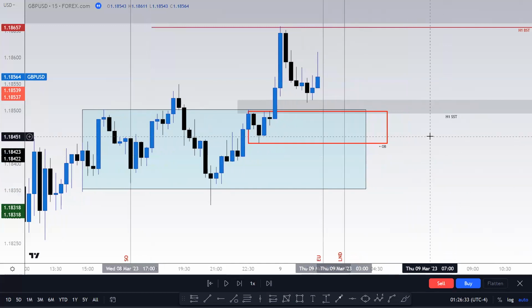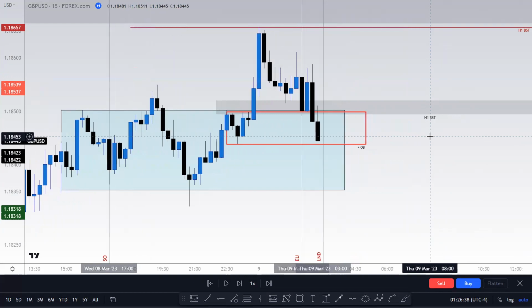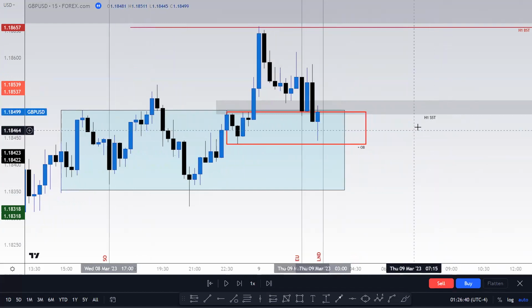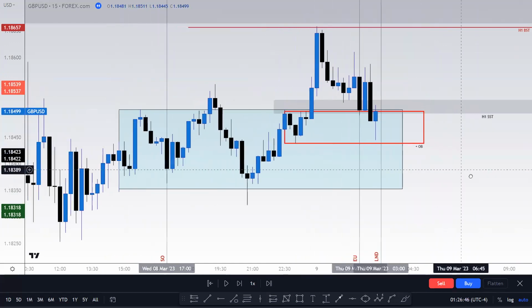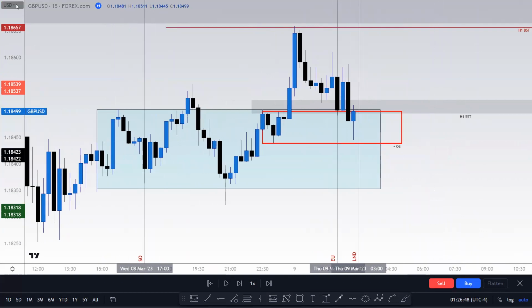Okay, so what can we see now? What I'm waiting for is to see what price does just before the open of the session. Just before the open of the session, price trades into the bullish order block. Now, this is a very, very strong sign of a potential bullish continuation to the upside. So what I'm now looking to do is to go long within the bullish order block. Even if price takes out the short-term low there, even better.